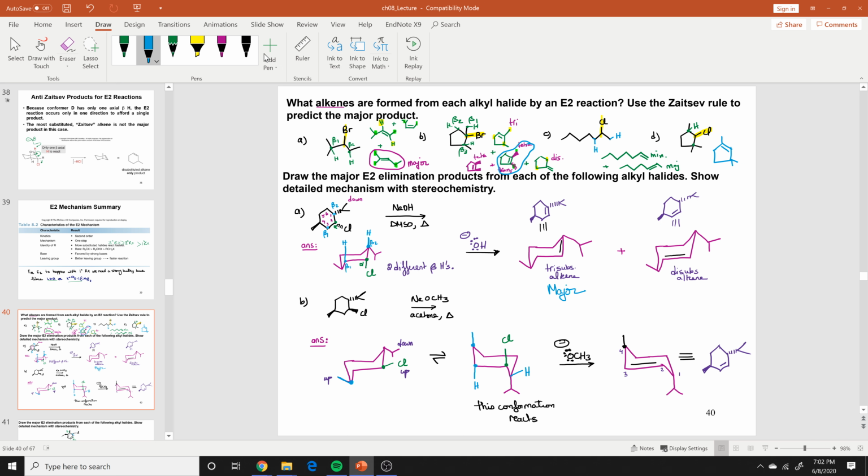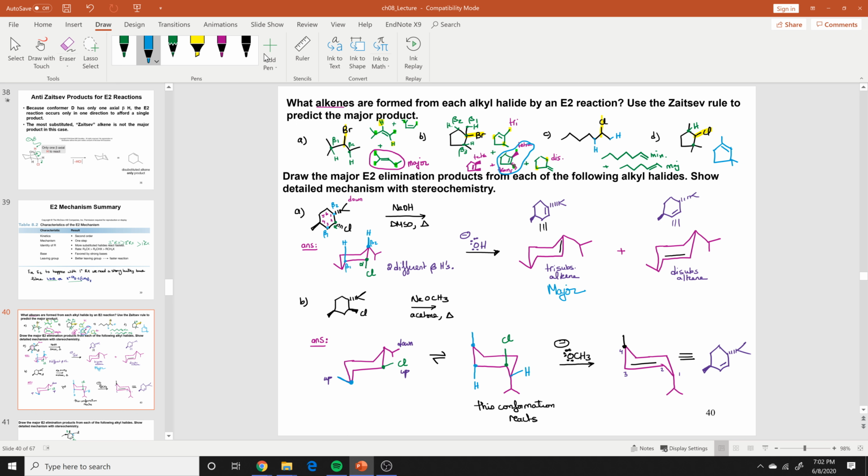Draw the major E2 elimination product from each of the following alkyl halides. Now the question, when it is asked like this, what I want from you is to show me the mechanism of the reaction. So I've already solved this over here. The first thing that you would need is to change this into a chair conformation, because since I'm asking you about the stereochemistry of the reaction, I want you to show me that the reaction normally happens whenever the halogen and the hydrogen are trans-diaxial with respect to each other.